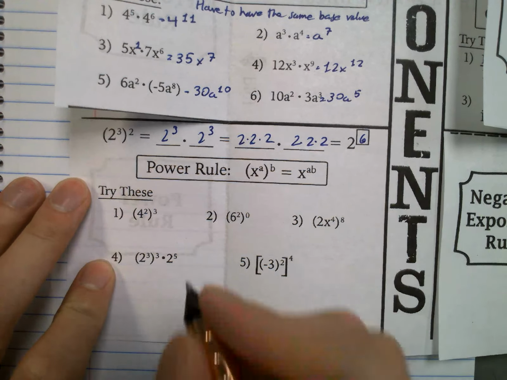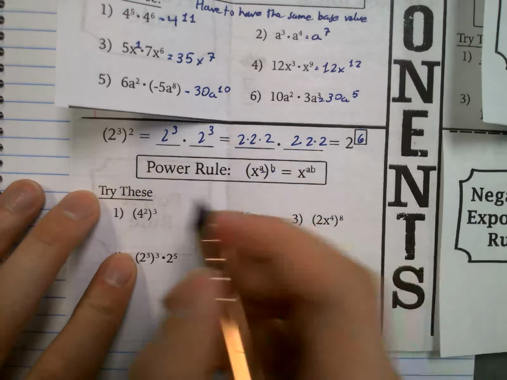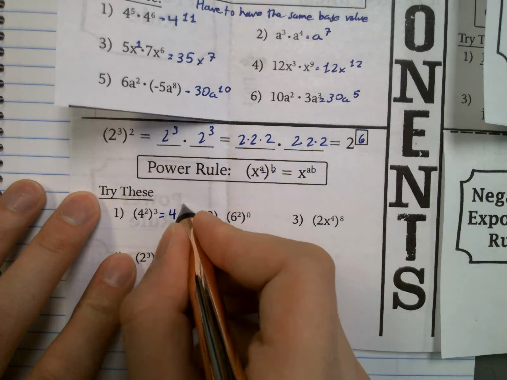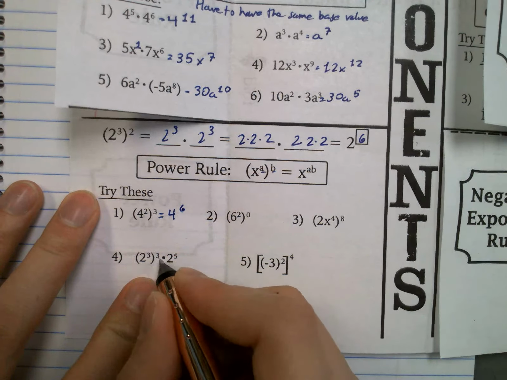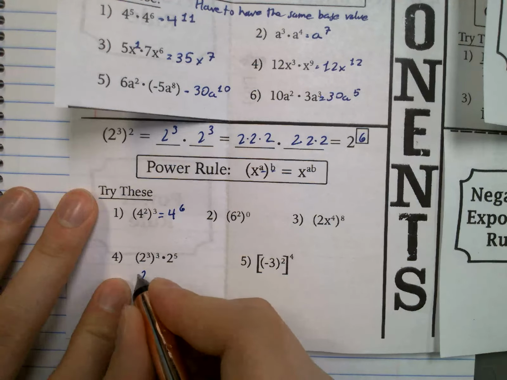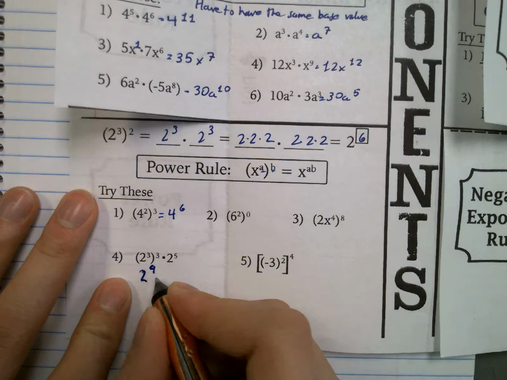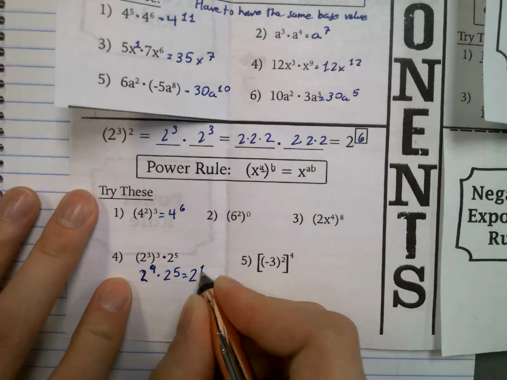Okay. So, for example, we have 4 to the 2nd to the 3rd. The shortcut is just to multiply the exponents together. So, it gives 4 to the 6th. I find these to be a lot easier. 2 to the 3rd to the 3rd gives me 2 to the, what? 9th times 2 to the 5th. Add them together, and we get 2 to the 14th.